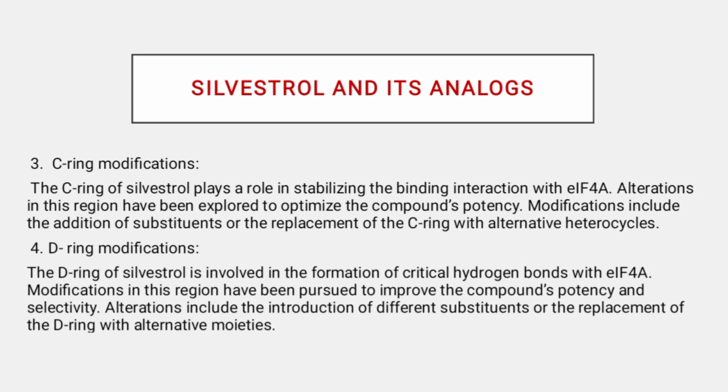So the deading region of Silvestrol is involved in the formation of critical hydrogen bonds with the translation initiation factor, and modifications in this region have been pursued to improve the compound's potency and selectivity. Alterations include the introduction of different substitutions or the replacement of the ring with alternative moieties.